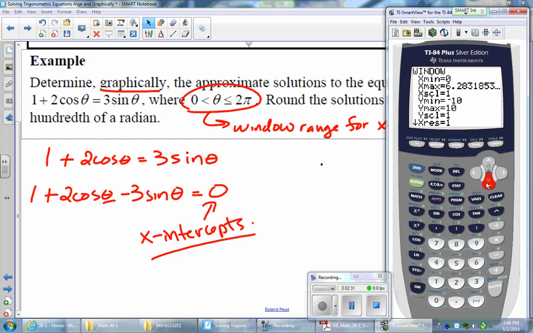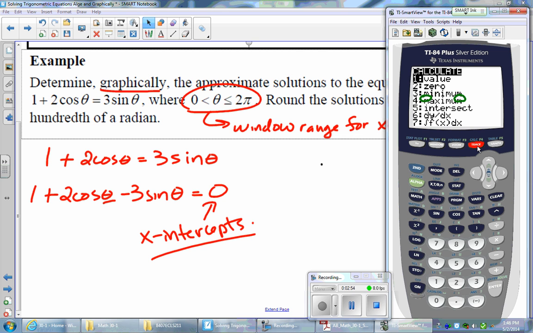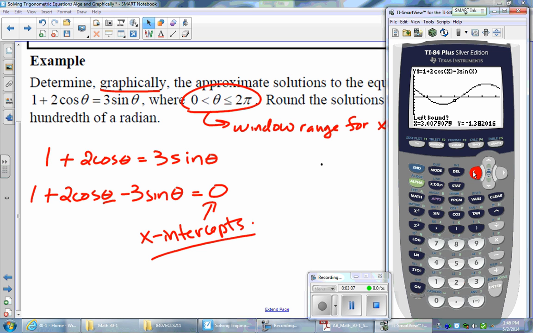Y min is currently negative 10 and Y max is 10. I'll just see how that looks for now. If we have to make any adjustments, then we will. It looks like this is the only graph I'll get here. Between 0 and 2 pi, you'll see that we actually have 2 zeros, so we have 2 solutions. You may have used this option in the past: if you go second trace and select 2 for zero, that will tell you what your x-intercepts are. This becomes a very easy tool to use, especially when solving equations.